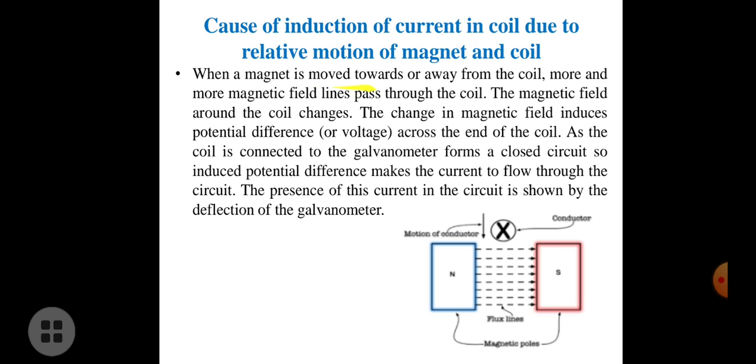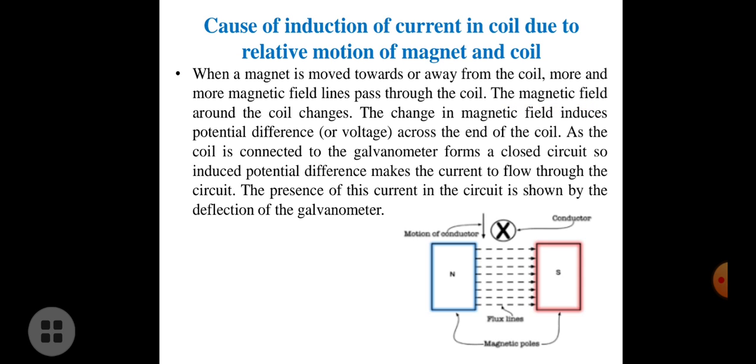When a magnet is moved towards or away from the coil, more and more magnetic field lines pass through the coil. Because, as we know, this bar magnet has a magnetic field of its own, and as it comes near or goes far, the magnetic field lines passing through the coil change. Due to this change in magnetic field lines, a potential difference is induced and current is produced in the circuit. So let us read.